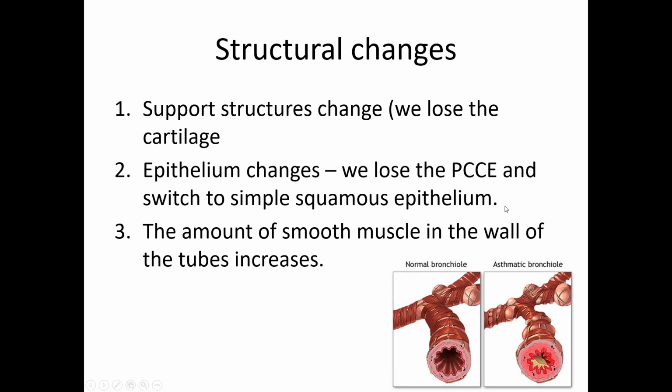Kind of mentioned this just a second ago, but again, we lose the cartilage. I never close parentheses. I really need to start doing that. The epithelial type changes. We're going to lose that pseudostratified ciliated columnar epithelial tissue, and we're going to move towards the thinnest tissue that your body can make, which is simple squamous epithelial tissue.